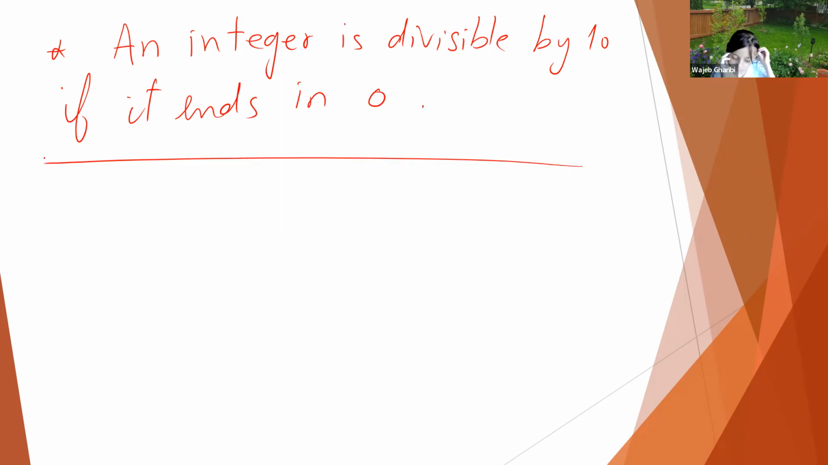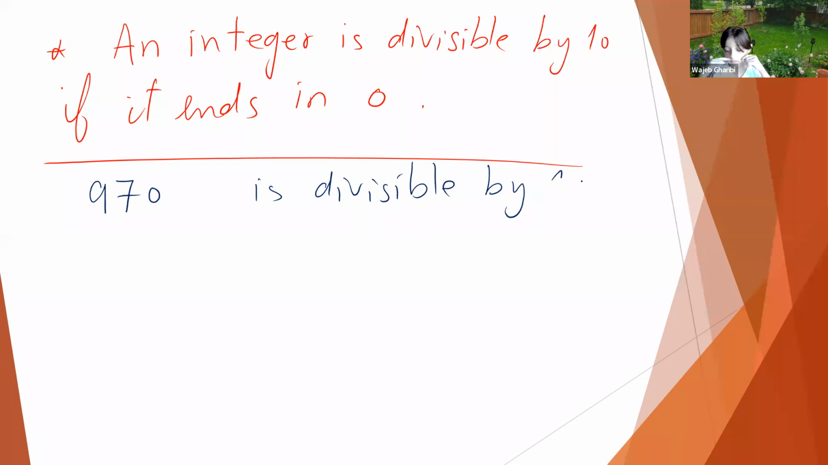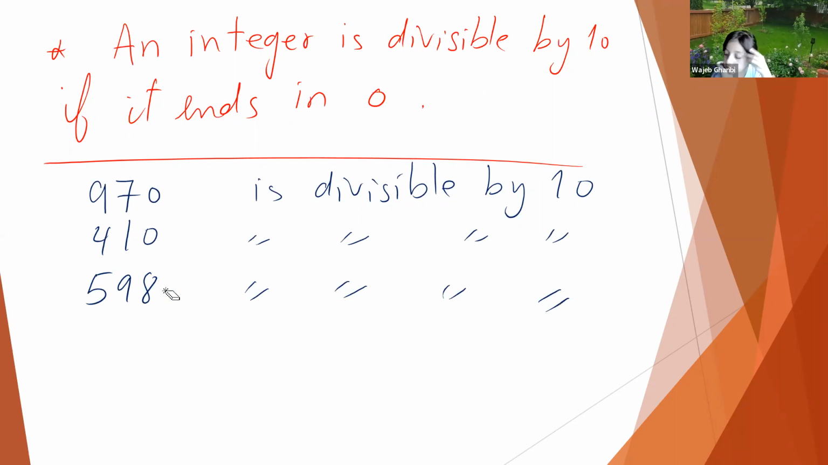Let me have some examples. Give me a number. 970. 970 is divisible by 10. Why? Because it ends in a 0. How about 410? Yes, it's also divisible by 10, because it ends in 0. How about 509.80? Also divisible by 10, because it ends in 0. How about this number?